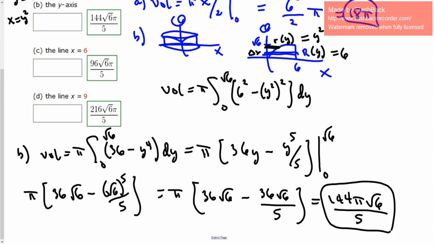Now, part C, they want us to take the same shape, but revolve that about the line x equal to 6. Ooh.